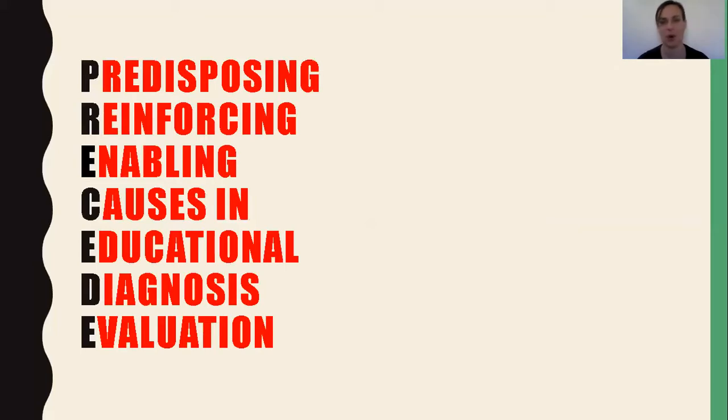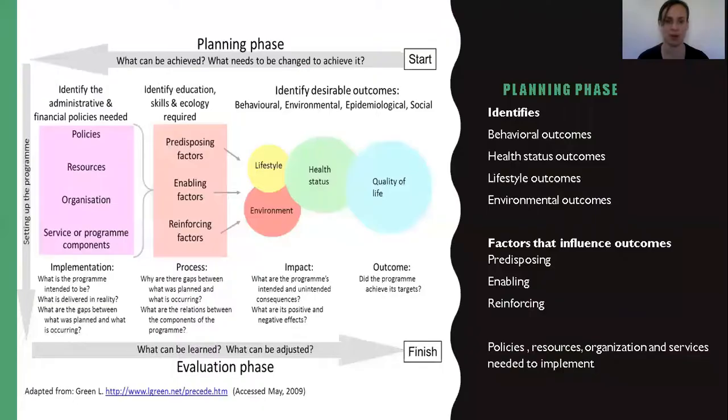So it stands for predisposing, reinforcing, enabling, constructs in educational diagnosis and evaluation. Those first three, PRE, are actually the process. They are the three factors that are going to influence the outcomes that we're looking at: predisposing factors, reinforcing factors, and enabling factors, and the constructs for that in educational diagnosis and evaluation. I'm going to go on to the next image to give you a little more background on this.